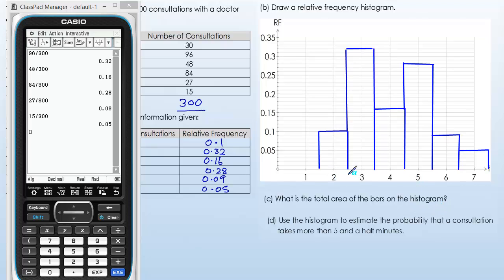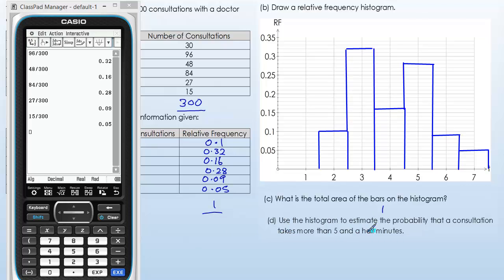Well, all of these widths are 1, so it's just going to be the sum of the heights. Now, we can add them up to show that this is the case, but remember, these numbers added to 300, we divided each of them by 300, so the total there must be 1.